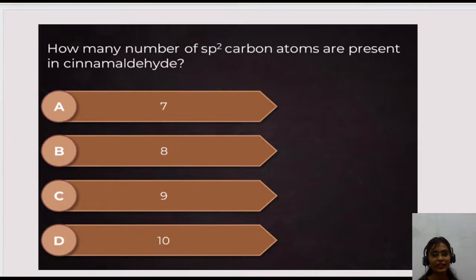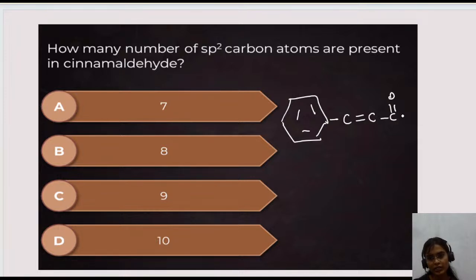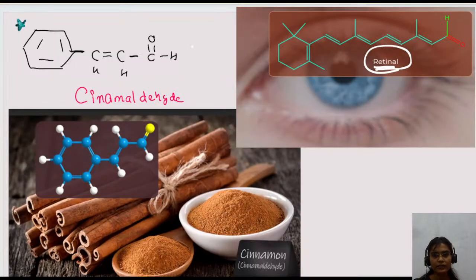So what is cinnamaldehyde? Let's see. It's a benzene. Let me just write it because we are going to check it for the number of carbons, right? So it's a benzene, and this is a carbon double bond carbon, and this is a CHO. This is cinnamaldehyde. We discussed, right? Let me just go back. Where's the cinnamaldehyde? See this, everyone. It's cinnamaldehyde. Let's go back to where we were discussing the question.